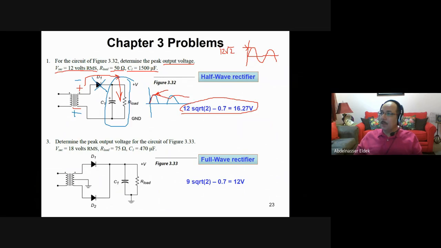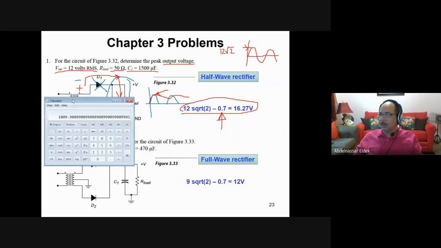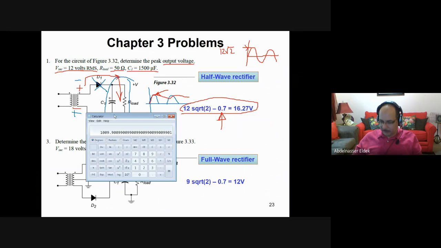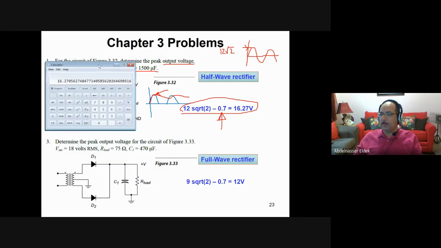Okay, but you have to subtract 0.7 volt because there is a voltage drop on the diode. Then the total voltage will be 12 times square root of 2 minus 0.7 volt, which is 16.27. So 12 times square root of 2, you can write it as 12 times 2 to the power of 0.5, and then you subtract 0.7. It's 16.27.